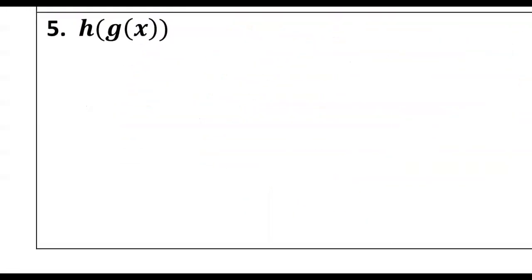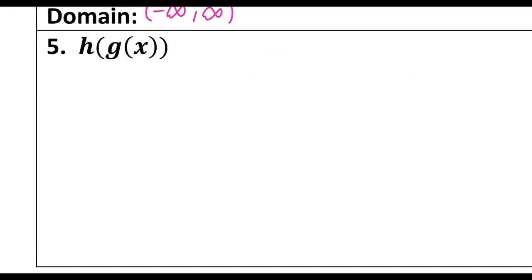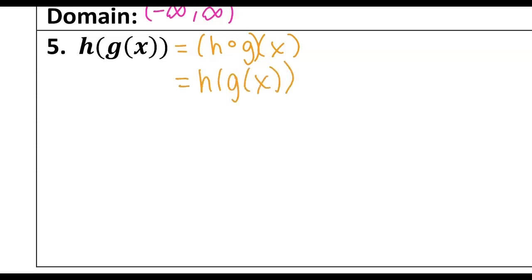All right, last one we're going to look at is question number 5. This one is a composition. So this one does represent a composition. It should probably be written as h composed with g of x, so it should look like this, but they've already written out our composition form. So we can rewrite this as h of g of x. Okay, with that in mind, let me go ahead and simplify.